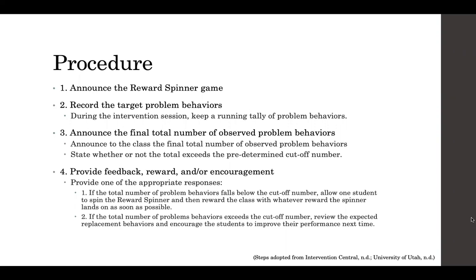If the total number of problem behaviors falls below the cutoff number, allow one student to spin the reward spinner and then reward the class with whatever reward the spinner lands on as soon as possible. If the total number of problem behaviors exceeds the cutoff number, review the expected replacement behaviors and encourage the students to improve their performance next time.